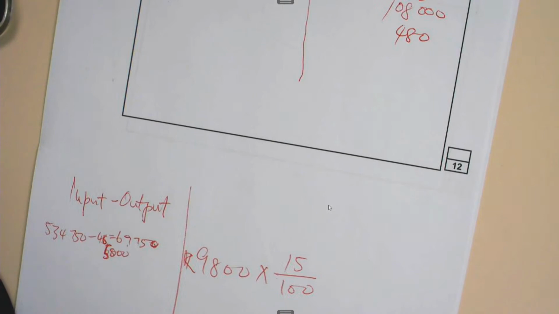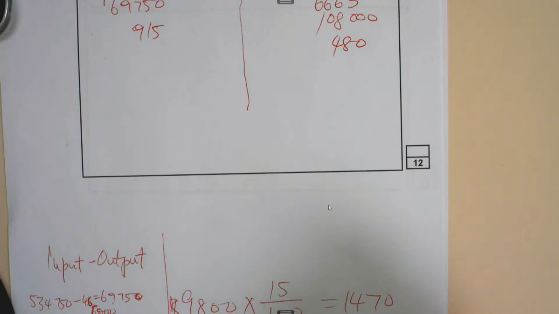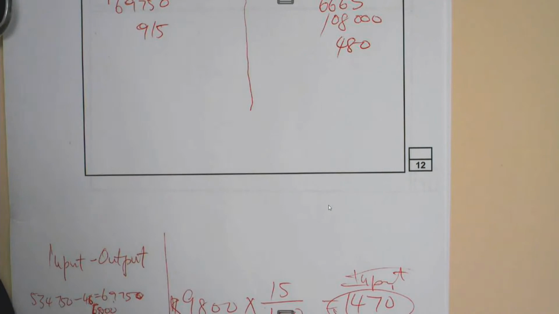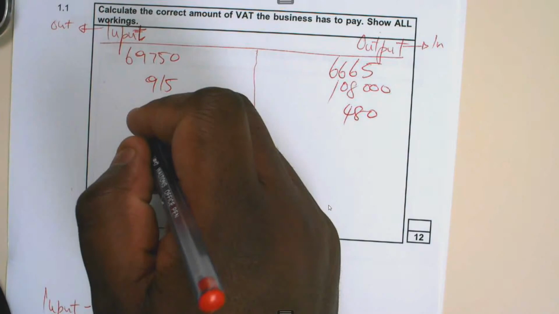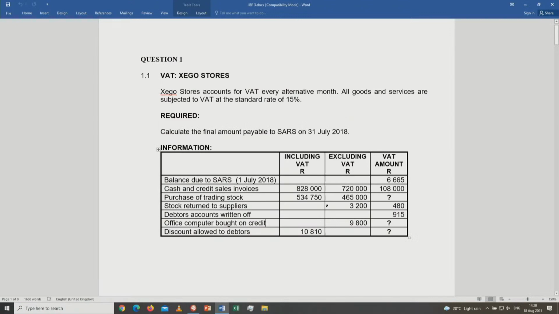9,800 times 15, divide by 100. 9.8 times 15, divide by 100, you get 1,470. Remember, I said to you, this 1,470 is input VAT. Why input VAT? It is because the money went out of the business. So now we'll record it here, 1,470. All right.